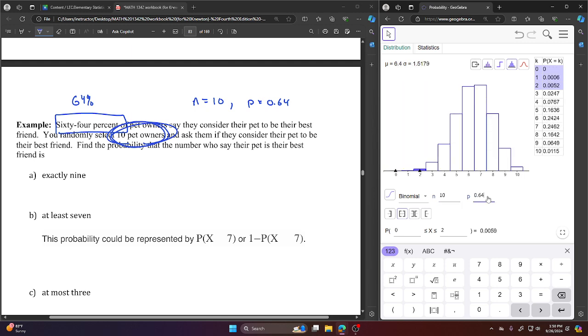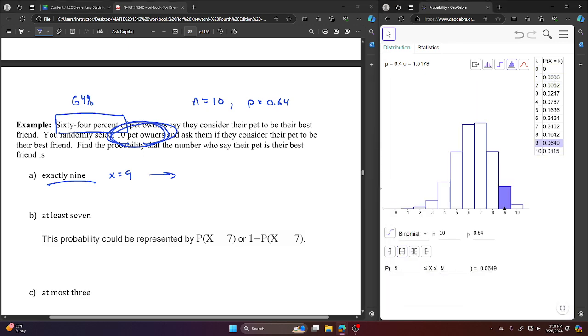Awesome. And now they're going to ask the more specific questions. So it says exactly 9. They're saying x equals 9, I guess. But that's fine. I don't really need that. You can just go over here and look. There you go, right here, 9. And there's my answers. They're all sitting there. So 0.0649. Ta-da! So I ask 10 people, is your pet your best friend? Exactly 9 out of those 10 saying that it's the best friend is about 6%. Again, that's exactly 9, not 8, not 10.